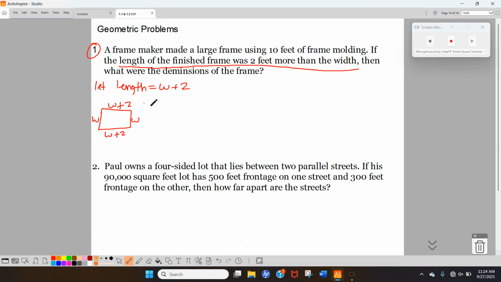All right, so then other information is we've got 10 feet of molding. Remember, molding goes around the outside of something, so we're saying perimeter. If we add up all the sides, this plus this plus this plus this, that should add up to 10. So then we have 4w plus 4 is equal to 10. Then we subtract the 4 and then divide by this 4.